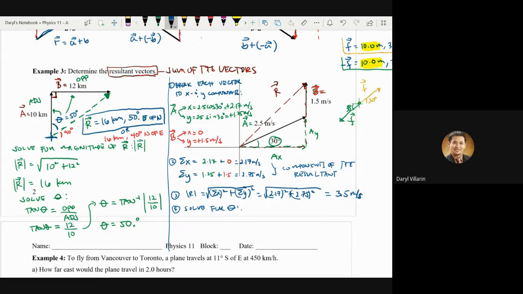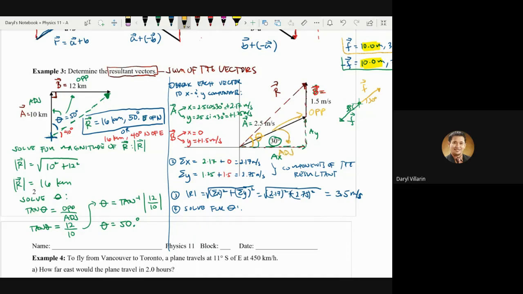So you should decide where your theta is here. If that's my theta, I can use tangent. Tangent theta is the opposite over the adjacent side. So this becomes the opposite, and this becomes the adjacent side.